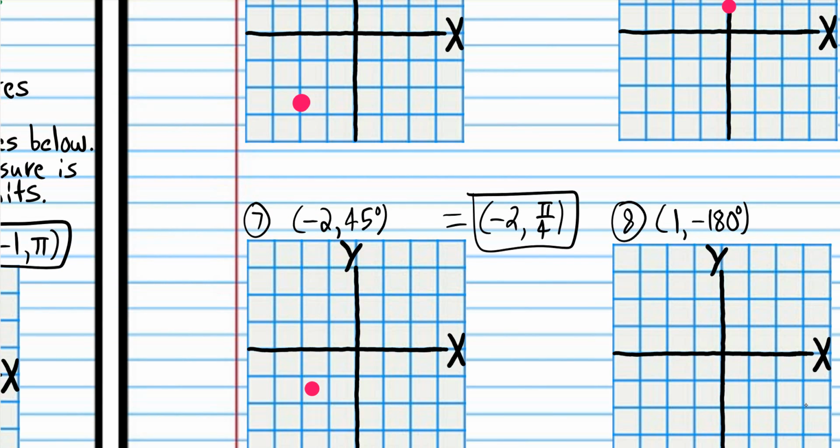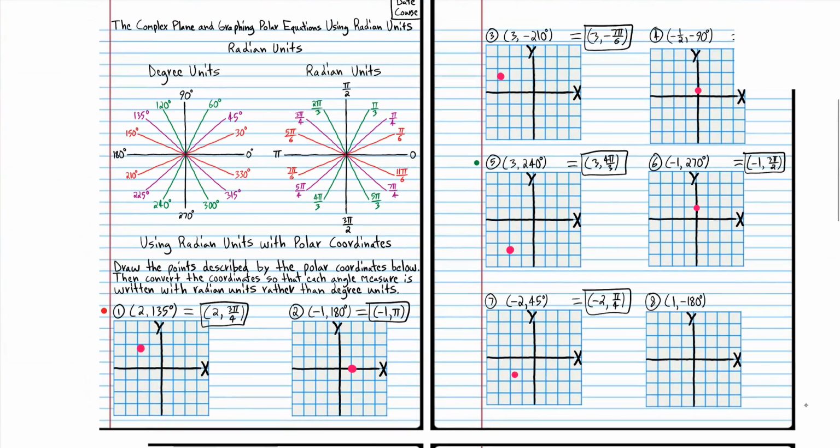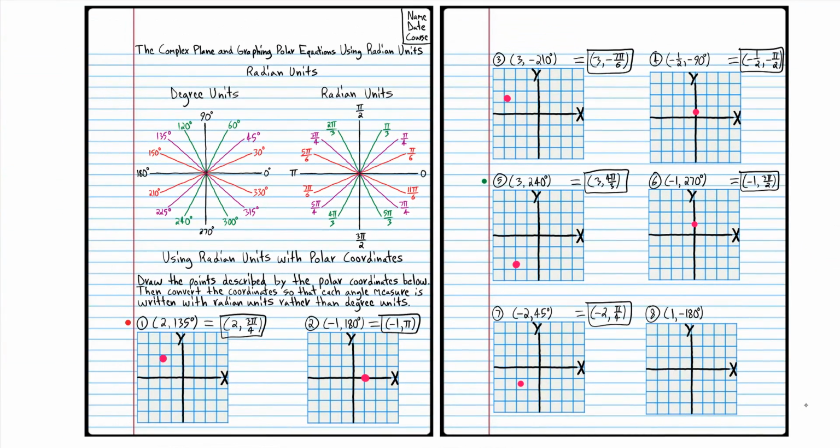So 45 degrees would be there, so that's pi over 4. So if you got that right, excellent. Go ahead and try number 8. When you come back, we'll do it together.